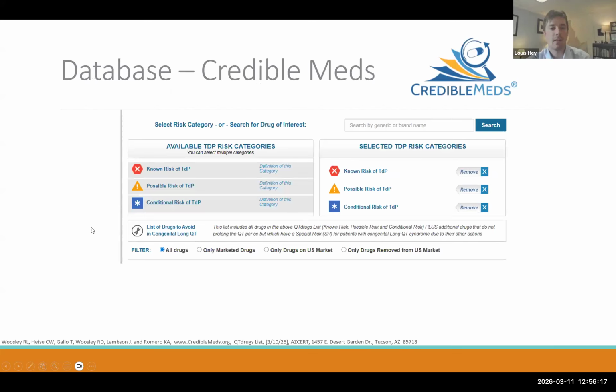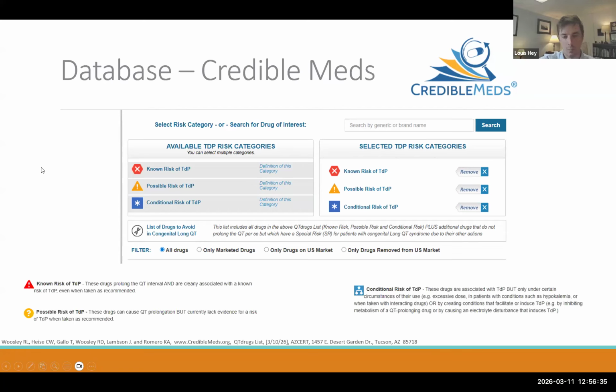So for databases, this is what Credible Meds looks like after you've logged in and you go to their search function. You search the medicine up here, and then it will classify them into one of these three categories, or no risk or no data. A known risk means that they, one, prolong the QT, and have clearly been established to be a risk factor for torsades based off of enough observational data.